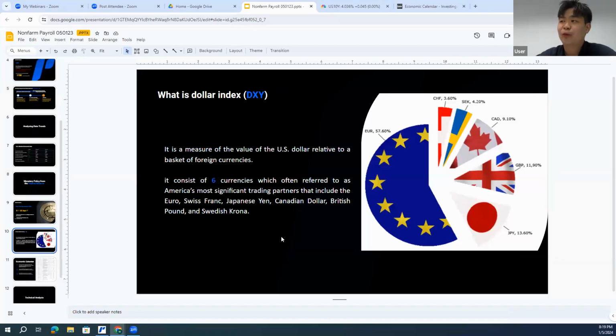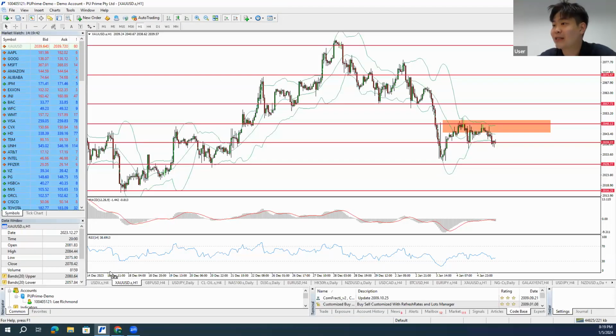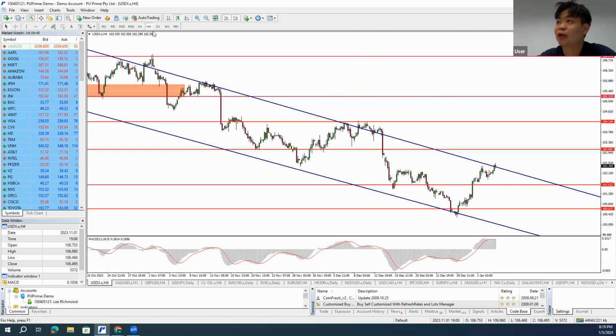So now we are going to move on towards the dollar. Certain people don't understand what the dollar index is. To put it in very simple terms, the dollar index is a measure of the value of the dollar relative to a basket of foreign currencies. So the trends for the US dollar could be quite similar to the dollar index.